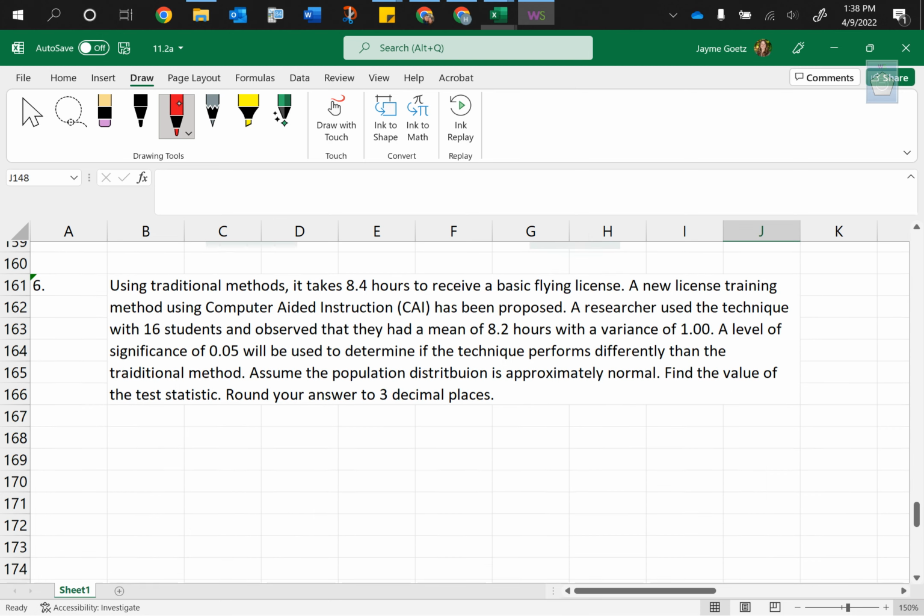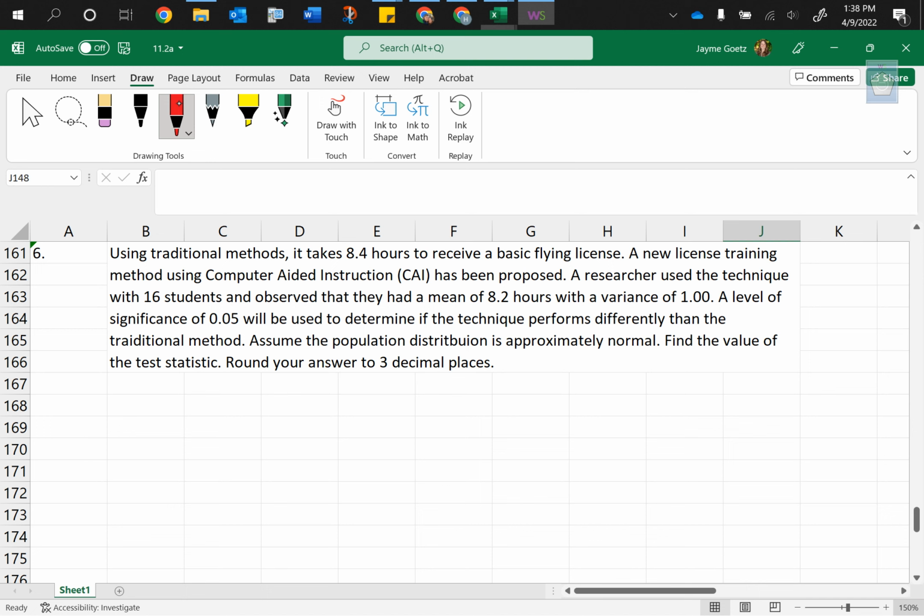So let's look at number 6. Using traditional methods, it takes 8.4 hours to receive a basic flying license. A new license training method using computer-aided instruction has been proposed. A researcher used the technique with 16 students and observed that they had a mean of 8.2 hours with a variance of 1. A level of significance of 0.05 will be used to determine if the technique performs differently than the traditional method. Assume the population distribution is approximately normal. Find the value of the test statistic. Round your answer to 3 decimal places.